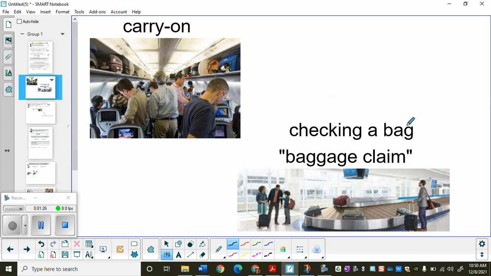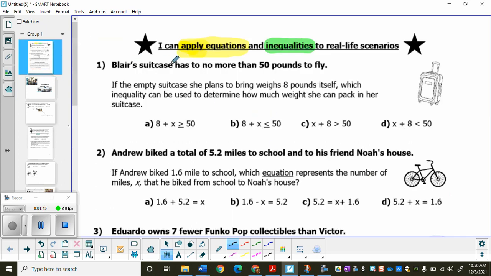you might need to check a bag, in which case after you land, you have to go to baggage claim and get your suitcase. So it really just depends on how you're traveling, but I wanted to mention that there's really two ways to carry a suitcase. You can either put it on the plane up above you, or you have to check it and they'll put it under the plane and you go get it when you land. So that being said, Blair's suitcase has to be, and sorry, there's a little typo, has to be no more than 50 pounds to fly.